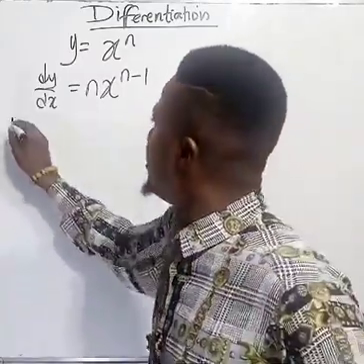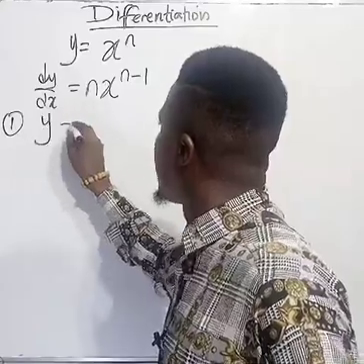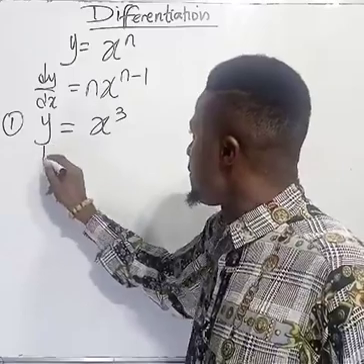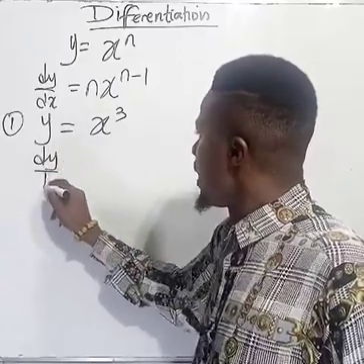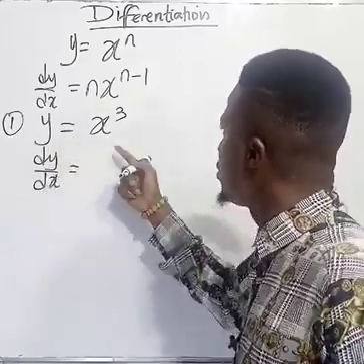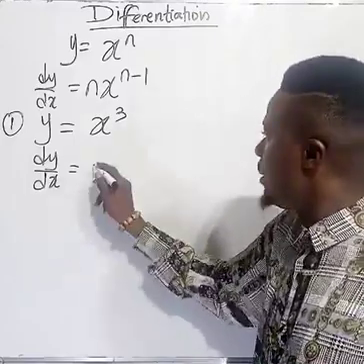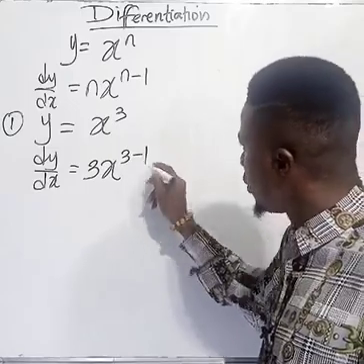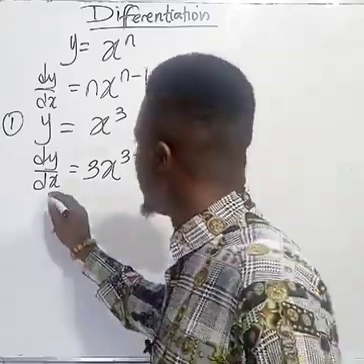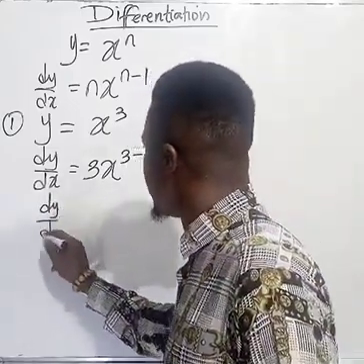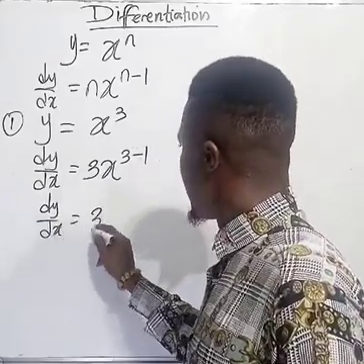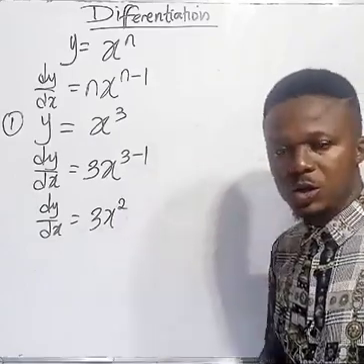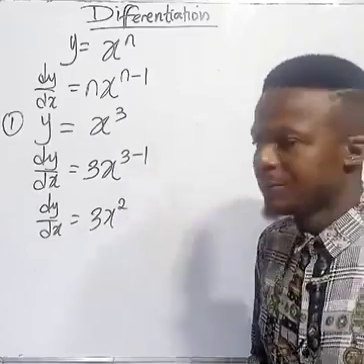For example now, supposing you have the function that y is equal to x to the power of 3. If you want to differentiate this function, dy over dx will be equal to the power of 3 will come to the back. You have 3x, the same power, minus 1. From this, you notice that dy over dx will give us 3x to the power of 2, because 3 minus 1 is 2. Very simple, isn't it?